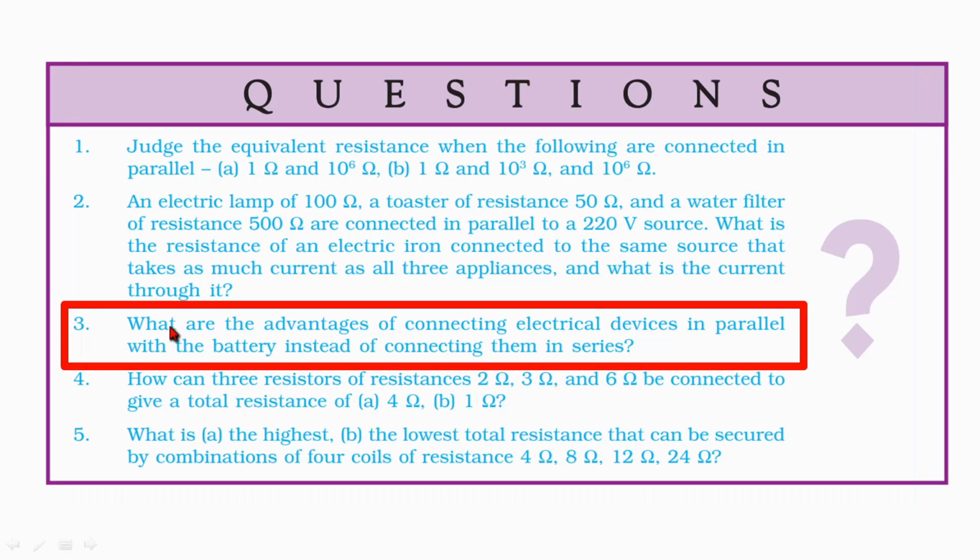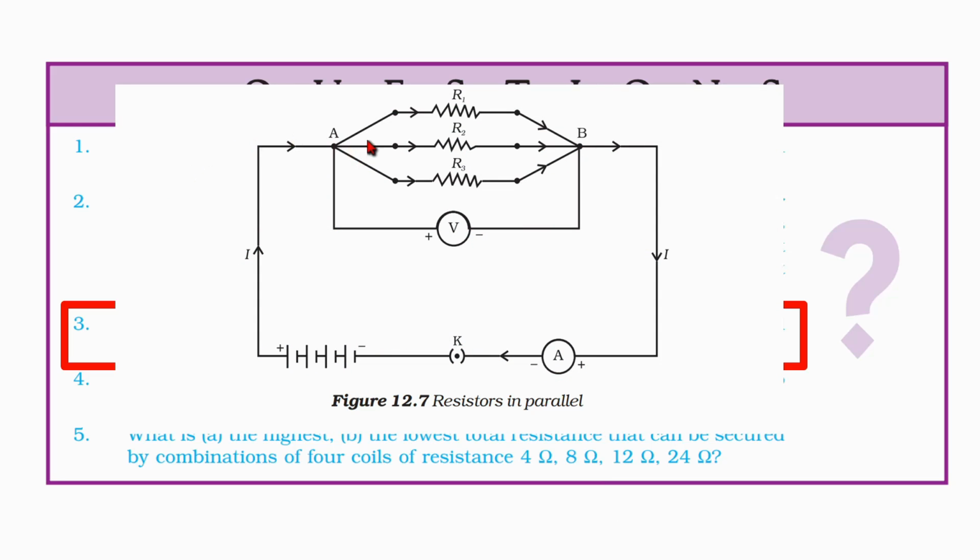The third question is, what are the advantages of connecting electric devices in parallel with the battery instead of connecting them in series? We have seen in the previous slides that when we connect electric devices in parallel combination, number one, the potential difference across the electric devices remains the same, and the final resistance also decreases. That's why we join electric devices in parallel combination. You can see that if these are three appliances, the voltage difference will remain the same across the appliances and the resultant resistance will also decrease.